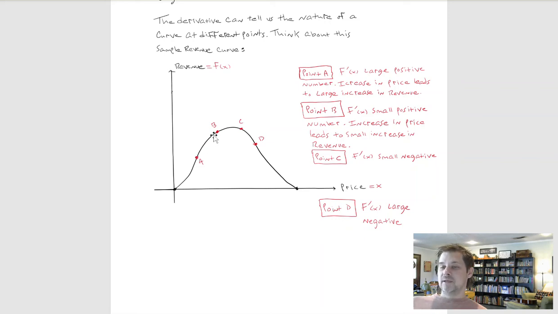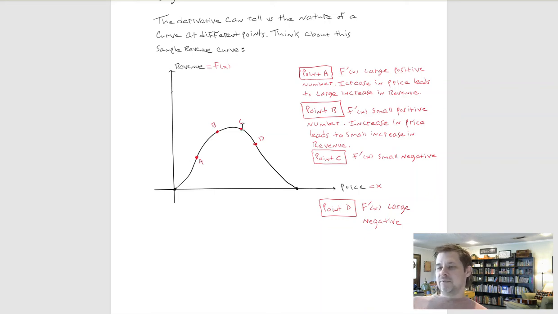Now we can go to point B, where the derivative would be a small positive number because the curve's not as steep there. The slope is smaller. That would say that an increase in price would lead to a small increase in revenue. So from point B, revenue is not quite as sensitive to increases in price. Revenue will increase from increasing price, but not by as much as when you're at point A.